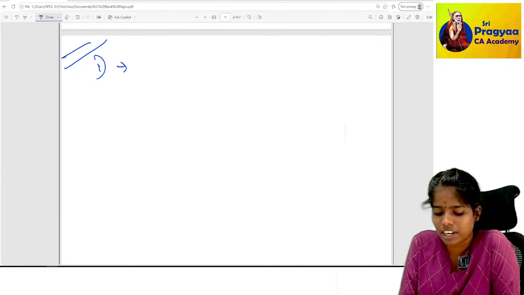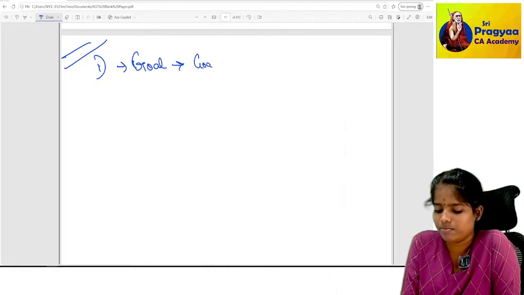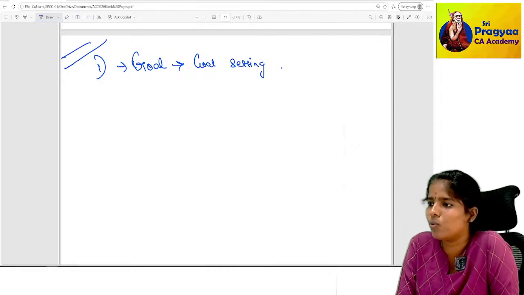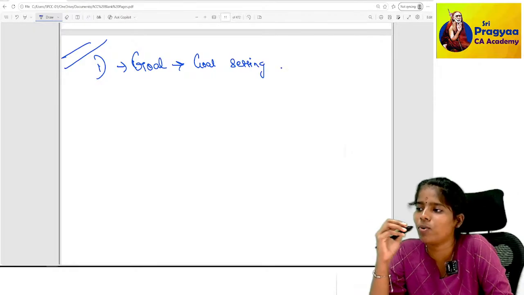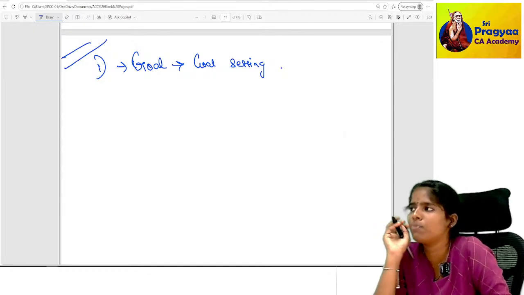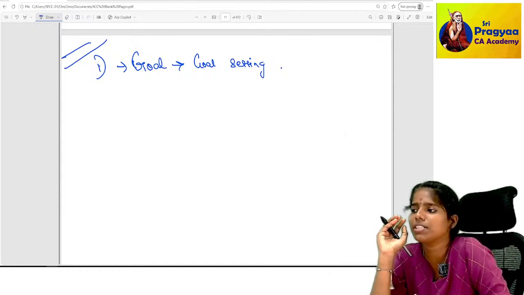First, relating to goals. Goal setting. This is the first problem. I have to think a lot before setting one goal, or end the goal I have to set. What goal setting na? When I talk about profit, I cannot tell profit maximization is my goal.